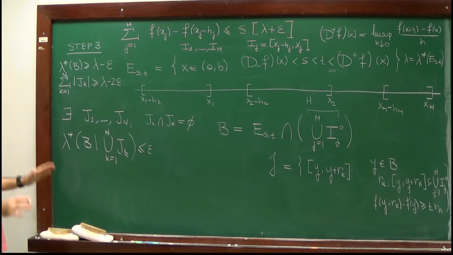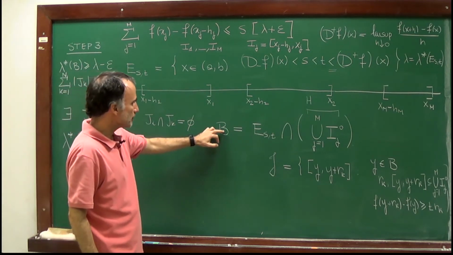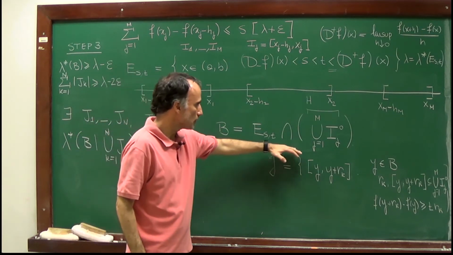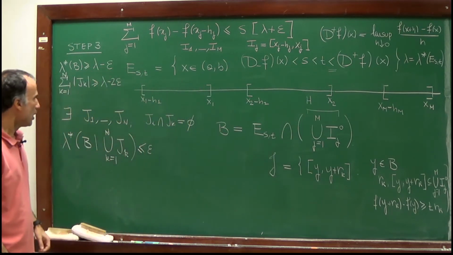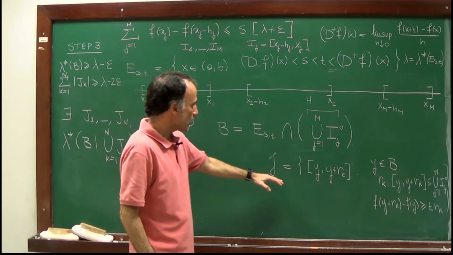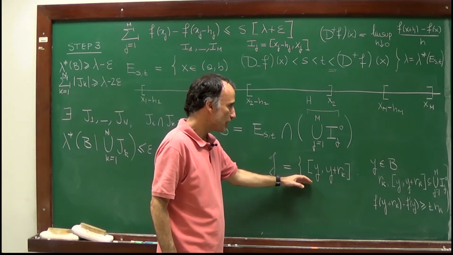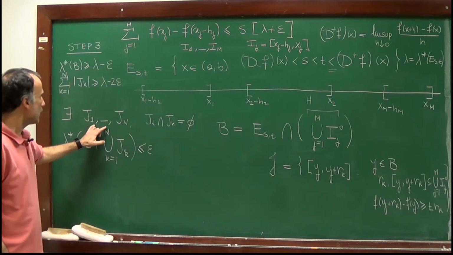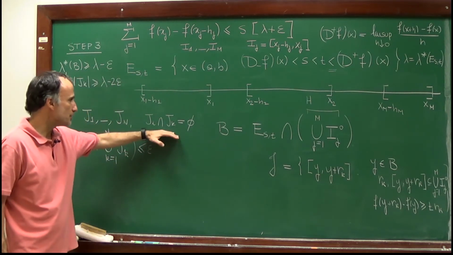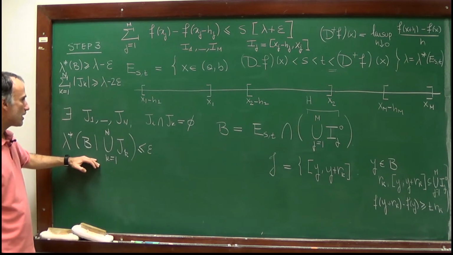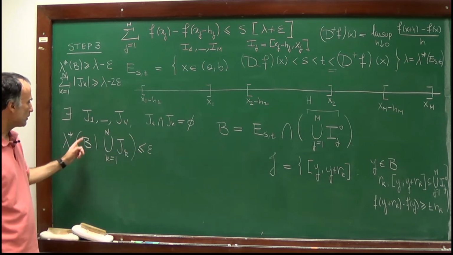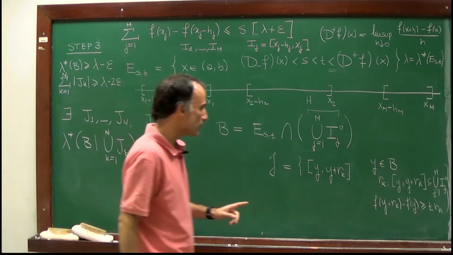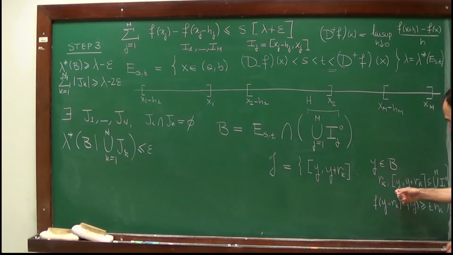So up to now, what did we do? We defined the set B this way. We obtained from this Vitali covering a finite subfamily, which is disjoint two by two, and which is essentially covering the set B. And what is important here is that all these intervals of my Vitali covering are contained in one of these open intervals.